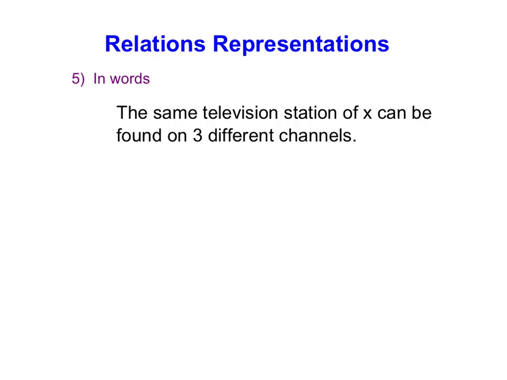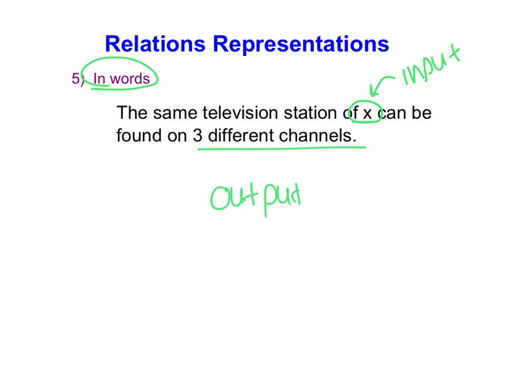And then finally, our fifth way of representing a relation is that we can actually just describe it using words. So this says the same television station of X can be found on 3 different channels. So our television station is our input. We have an input of X. And it can be found on 3 different channels, which is our output. So we can also describe a relation in words. It's not incredibly popular, but it is something that we can do in addition to the coordinate plane and the coordinate points and the table and the mapping diagram.